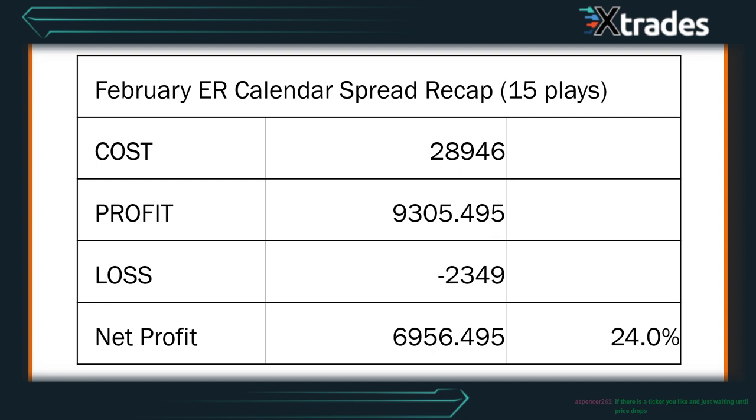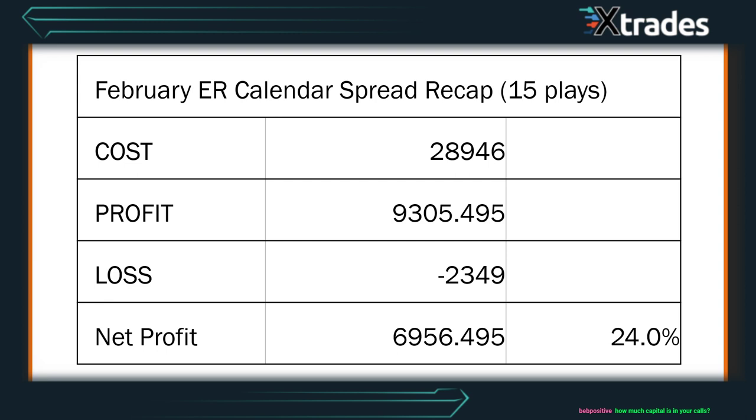Okay. So just going over my recap of my stats, cost for this month was about 29K. So again, about 2K each for each play. My total profit was $9,300. And my total loss was $2,350, about. So my net profit was about $7,000, or about 24% of the total amount that I risked.